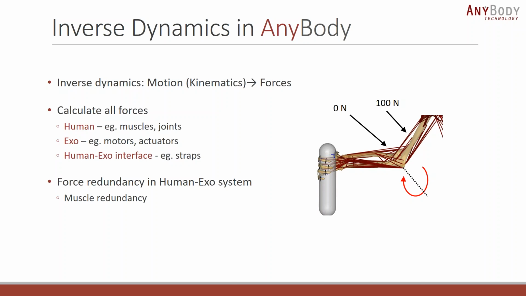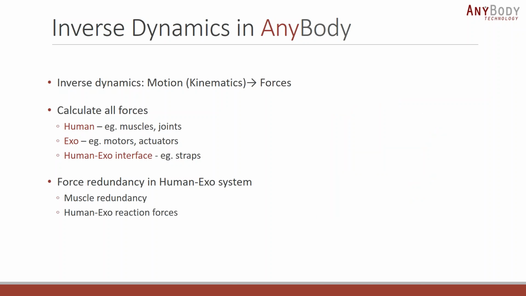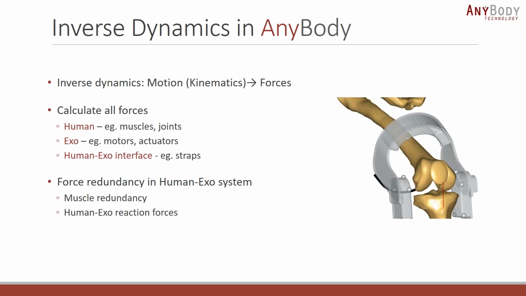But alternatively, there is a different way of distributing these loads across muscles so that exactly the same posture and the same elbow joint torque is achieved. This is the problem of muscle redundancy, because in the human body model, just imagine when you have hundreds of muscles, the problem really blows up. So how exactly do we figure out that one unique solution for muscle forces based on a certain posture or motion? Problem number 2 is redundancy of human-exo interaction forces.